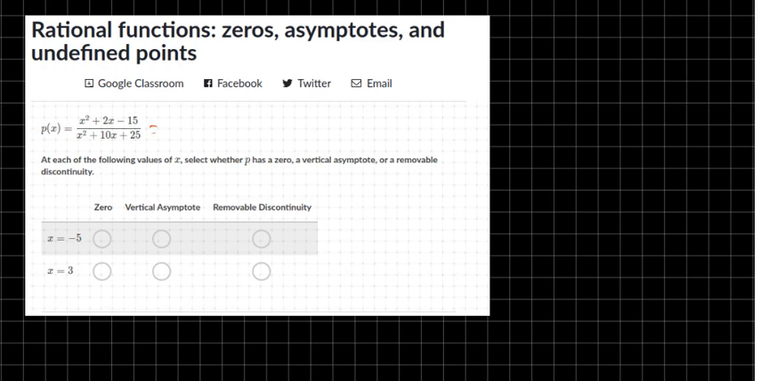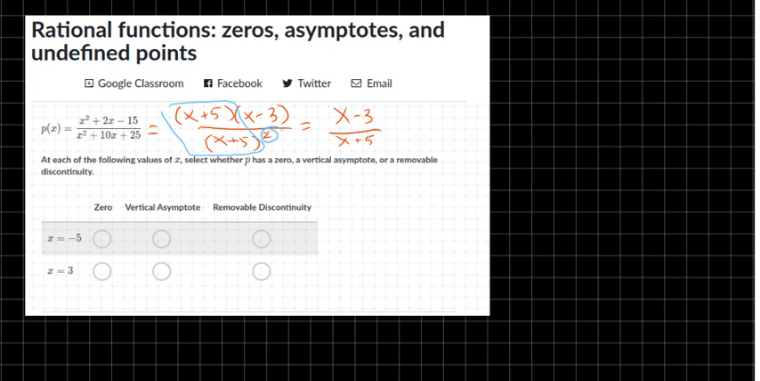I'm going to factor here. I have x plus 5, x minus 3 over x plus 5 squared. And you can see that I've got a common factor here, but once I cancel those out, I'm still going to have one x plus 5 left over. So this is not actually going to be a hole. This is going to simplify to x minus 3 over x plus 5.